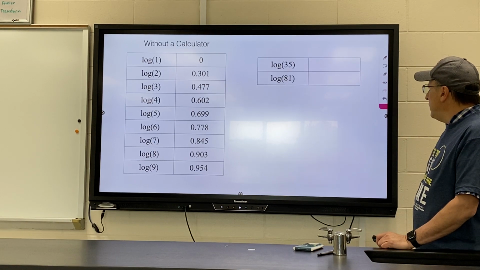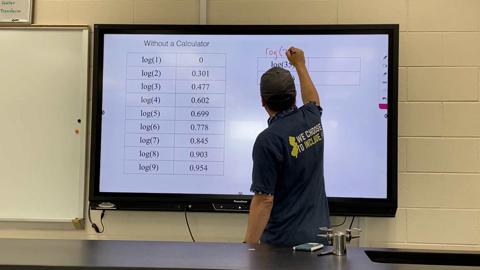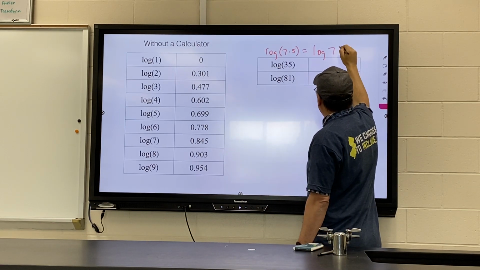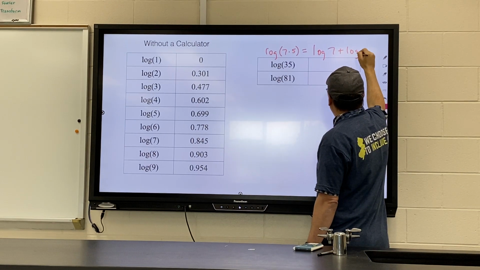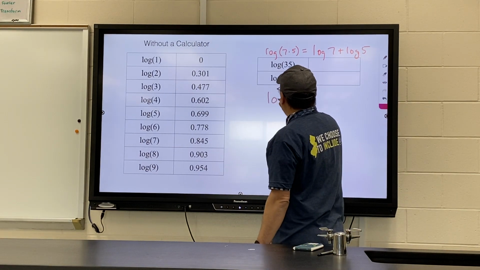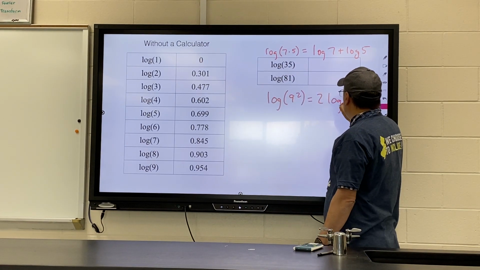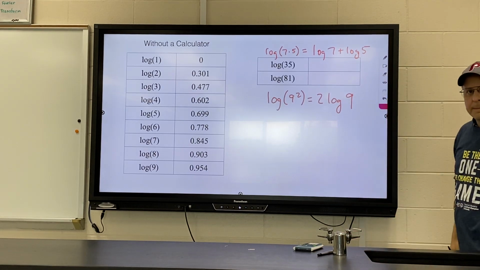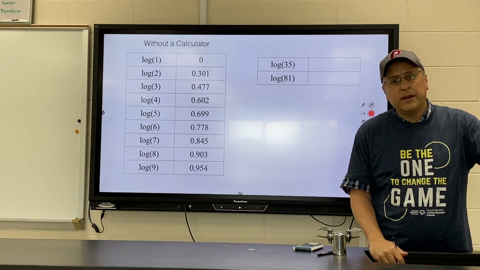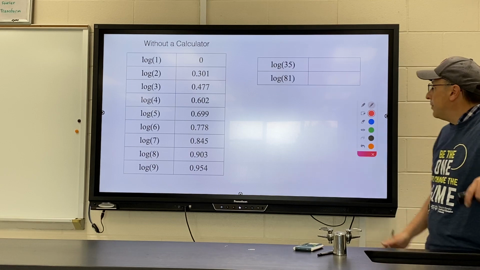Okay, so I'd like you to try these two. For the first one, think of it as log of 7 times 5, so log 7 plus log 5. Try not to use your calculator. Try to use our log tables here. And for this bottom one, think of it as 9 squared, so that should just be 2 times the log of 9. All right, so give it a shot. They shouldn't take long. Verify on your calculator that our two identities that we learned already work out beautifully.